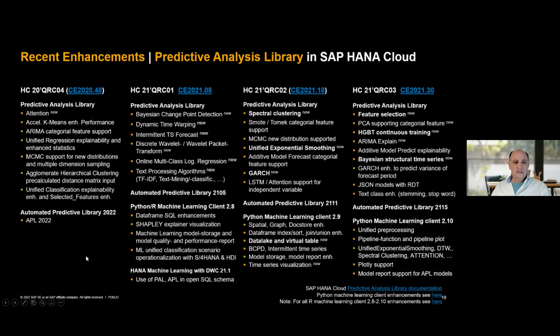As I explained, the PAL library in each HANA Cloud release adds a set of new functions. I'm not going into the details here, just to give you the idea what's happening in HANA Cloud. With every release of the Predictive Analysis Library, you can see that there's a good set of new functions. And this is what we've seen highlighted earlier on the other overview slide on all the algorithms in the PAL library.